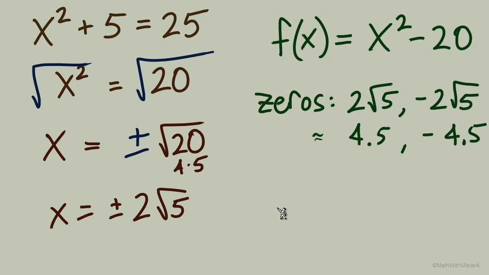Now we also want to know what are the factors. We saw with the previous example that there was a very clear connection between the zeros and the factors. But in this case, we did not factor our quadratic. We solved it using square roots. So we haven't really uncovered those factors so far in this problem.